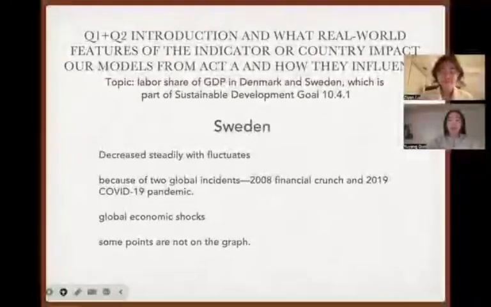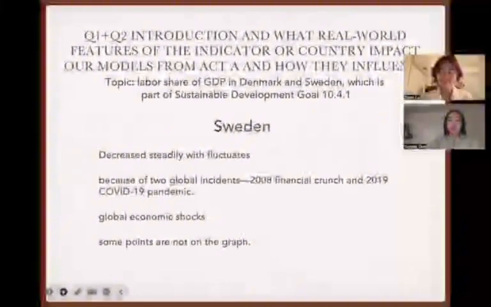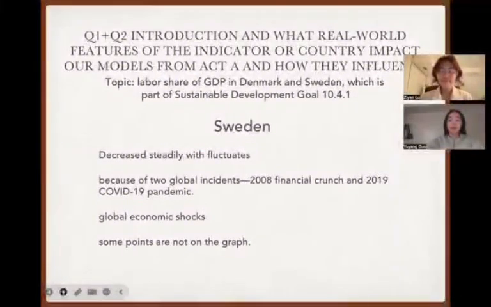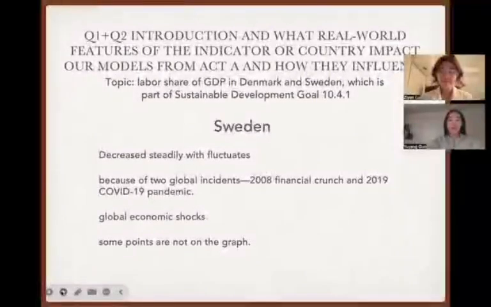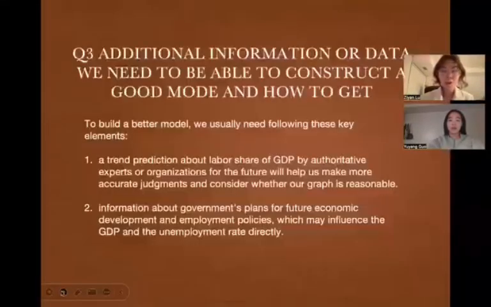Likewise, the pandemic led to massive unemployment in low-paying industries like tourism and retailing due to lockdowns and factory closures. In both cases, income of the nation fell. Hence, labor share of GDP fell sharply as well. These events show the sensitivity of labor share to the economy and global economic shocks, and why some points are not on the graph. To build a better model, we usually need the following key elements.